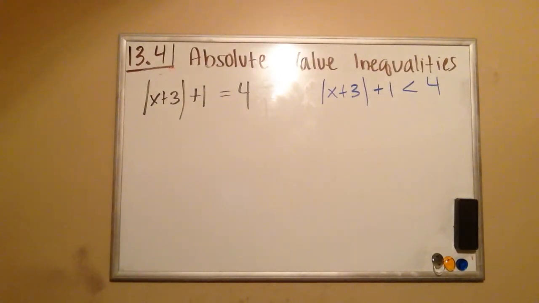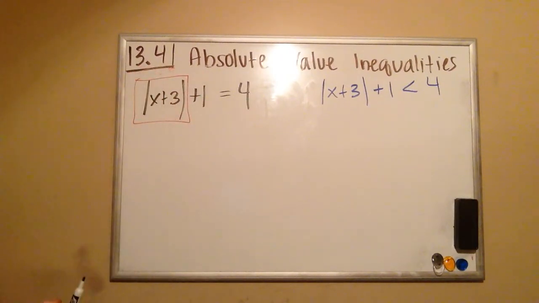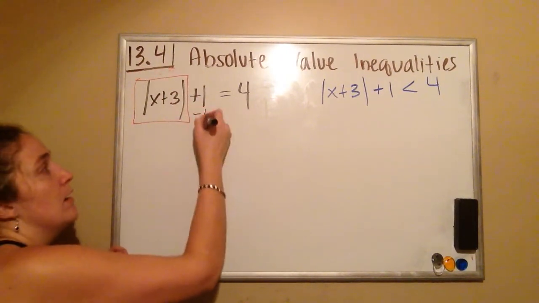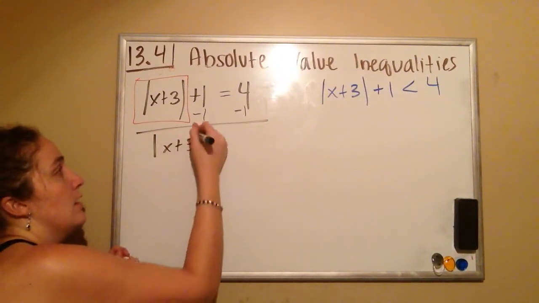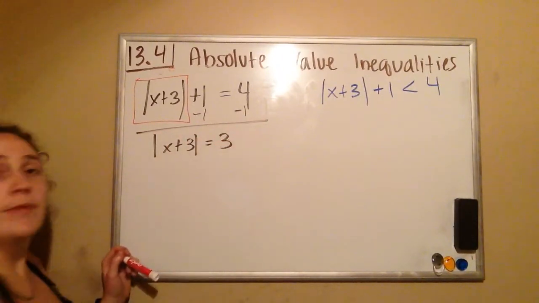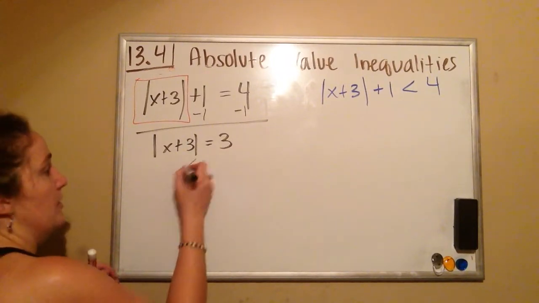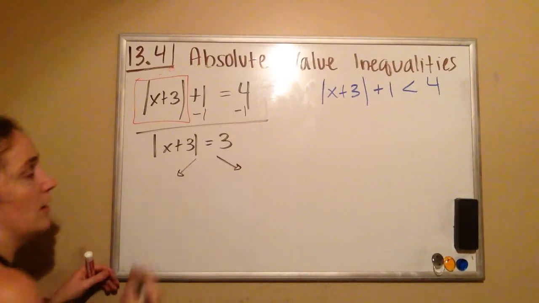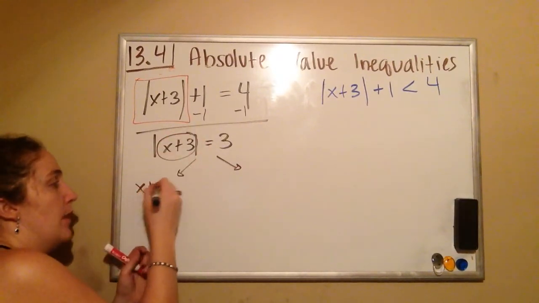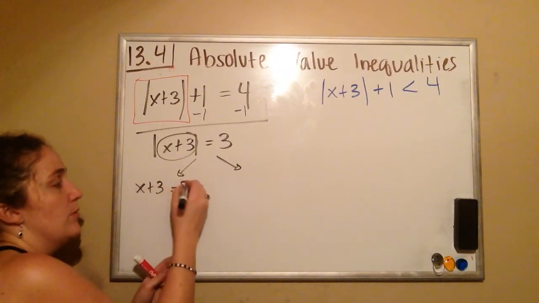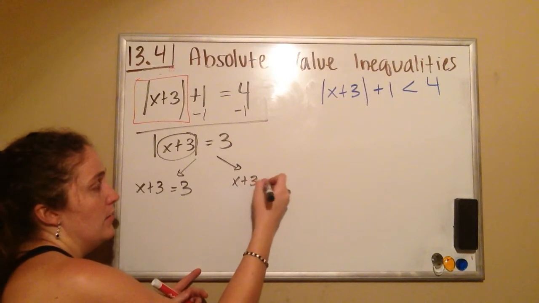All right, so to solve this first one, we should already know how to do this. We have to isolate the absolute value first. It is not yet by itself, so we need to get it by itself by subtracting 1 on both sides. You get the absolute value of x plus 3 equals 3. Okay? The absolute value is by itself, so we're going to break up into our two scenarios. So first scenario, x plus 3 equals 3. Second scenario, x plus 3 equals negative 3, right?